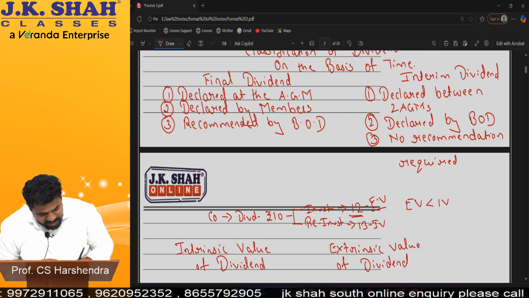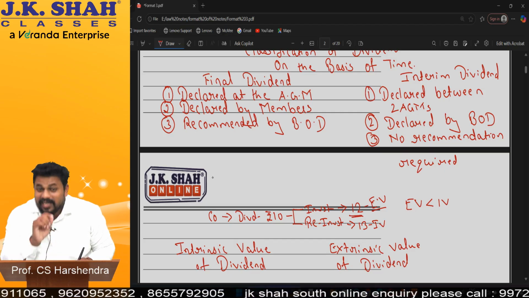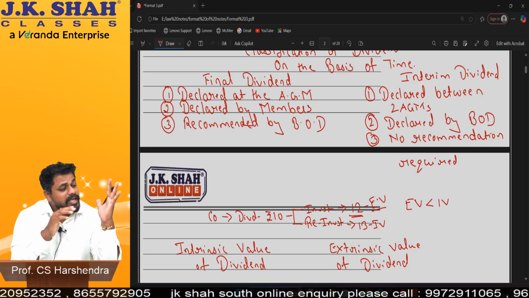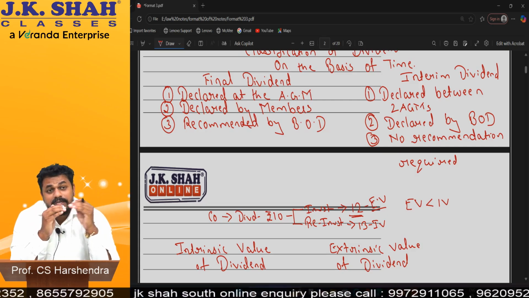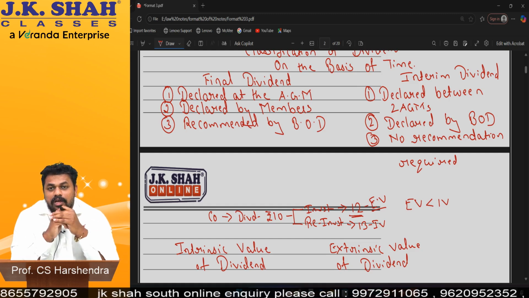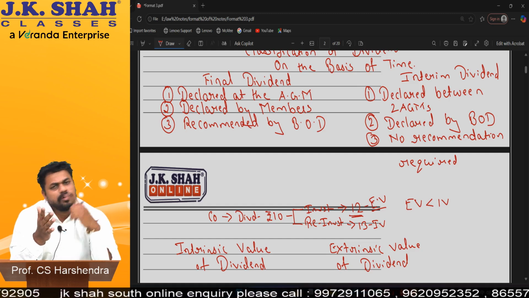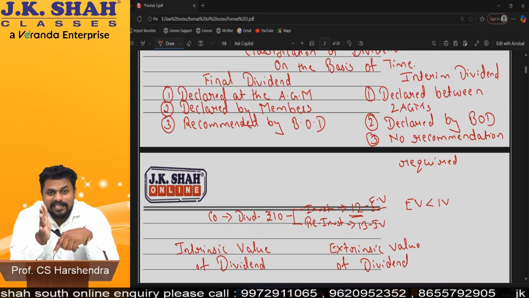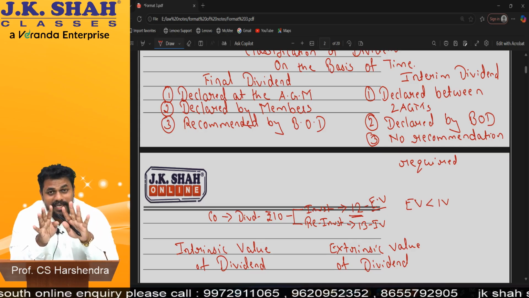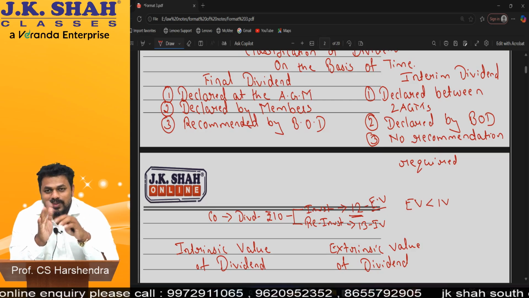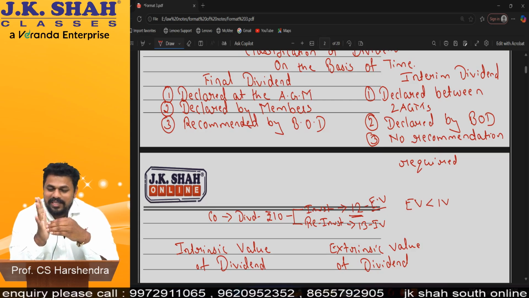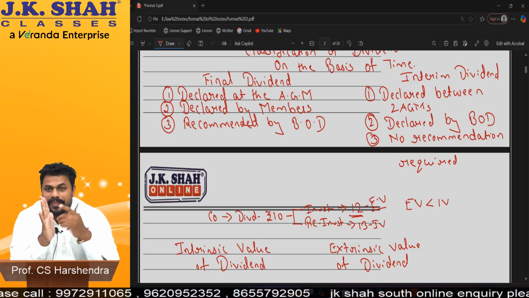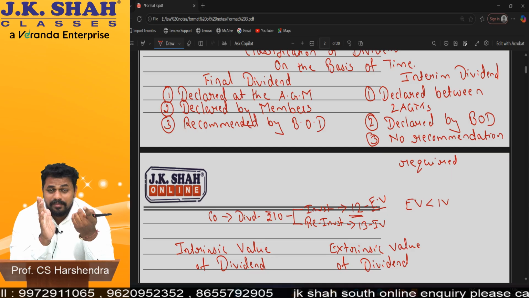Just remember one thing. Final dividend is declared by members. Sir, when the AGM comes, can the members increase the rate of dividend? Your board of directors recommended 10, no, we want 12. Can they increase it? No. Can they decrease it? Answer is yes. Practically, you don't decrease it also. You just have to say yes or no. But as per the books, yes, it can be decreased, but it cannot be increased. Am I clear? It is declared by members.